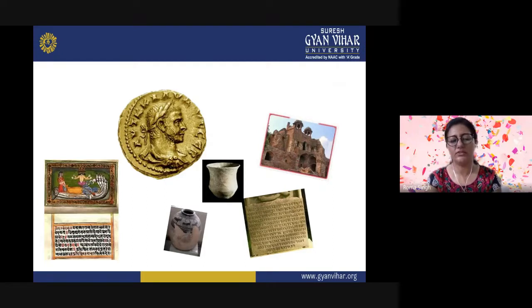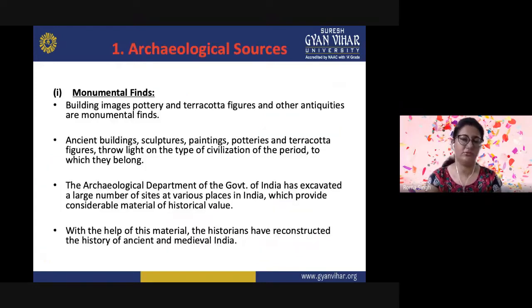History has various kinds of sources. We will be discussing them in the present class today, and also the various examples of these sources. First of all, we will discuss the archaeological sources. These are subdivided into various types, like monumental findings, or the monuments. These are the building images, pottery, terracotta figures, and other antiquities which are found in the monuments, or associated with them while finding the monuments.